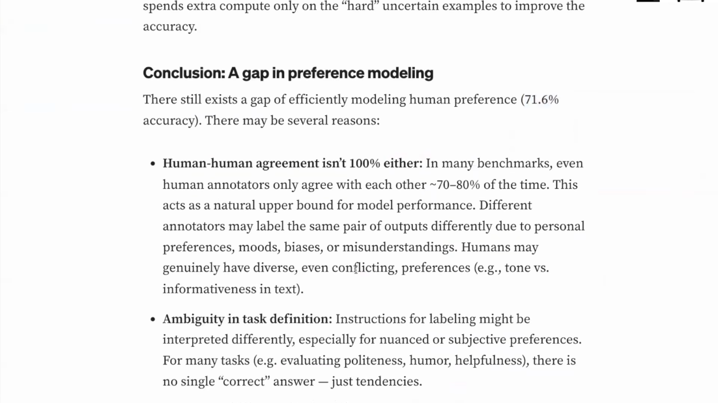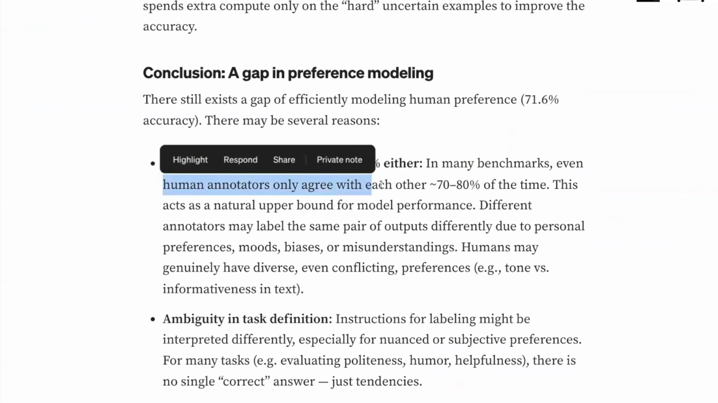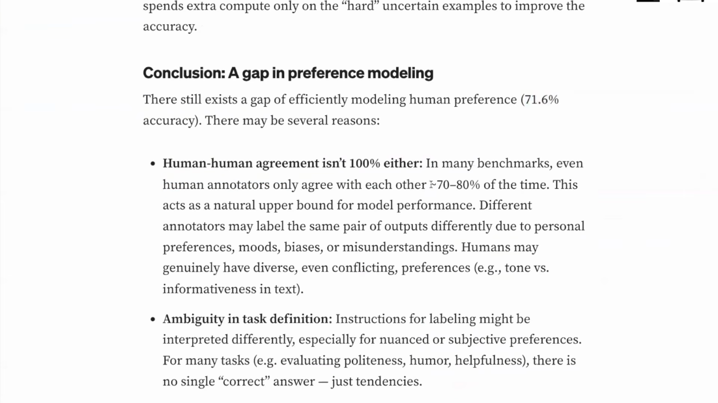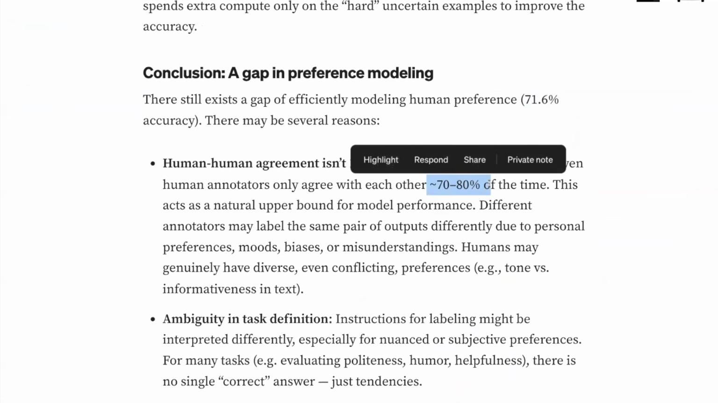Well, it can be that the human labels are noisy. In many benchmarks, even human annotators only agree with each other 70 or 80% of the time. So this kind of defines the upper bound of the preference modeling performance, right? Because basically humans disagree with each other, and you have that uncertainty and variance in the labels provided. If that is the case, I doubt the model can exceed 80%.